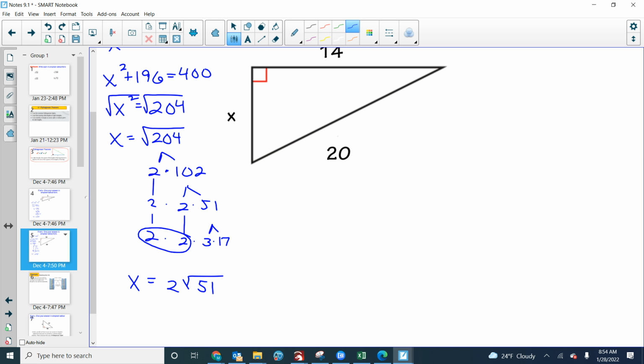Well, if it's a real life application, like how tall is the tree, it would probably be helpful to have it as a decimal. Another thing, shouldn't 20 be the longest side? So if I know this is 14.28, I want to make sure that's less than 20. If it's more than 20, I did something wrong. Okay.